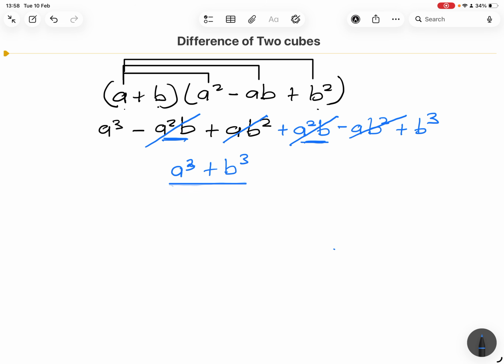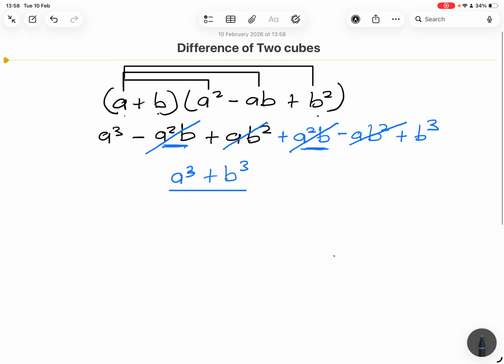So I ended up with a sum of two cubes. So sometimes you may find yourself with that kind of a scenario. You need to know how to actually factorize it as well. So this is what we have when we've got the sum. So again, let's take something else that kind of looks similar.